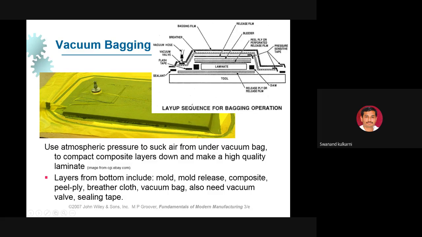At this point, this vacuum hose is present. What will this vacuum hose do? It will suck the air. Atmospheric air is present in this particular region, where with the help of this vacuum hose and this vacuum wall, this air is sucked here. Is it okay? Then layers from the bottom include mold release, composite peel ply, breather cloth, vacuum bag, also a vacuum valve and sealing tape. Is it okay?